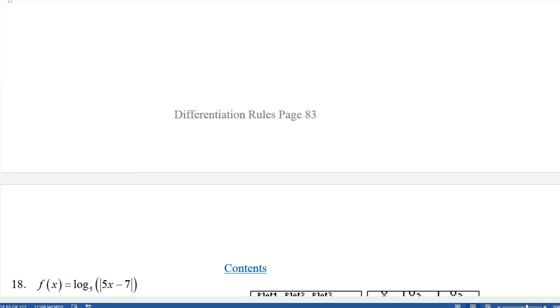Okay, let's take a look at this derivative problem. F of x equals log base 5 of the absolute value of 5x minus 7. See if you can find the first derivative of that right now. If you haven't done so, do it now, please. Press pause.